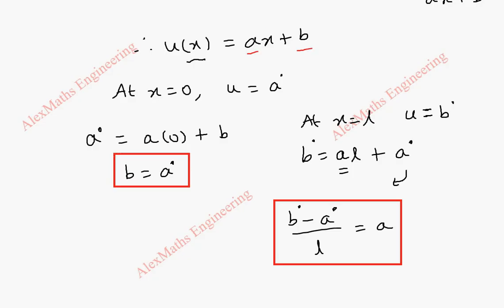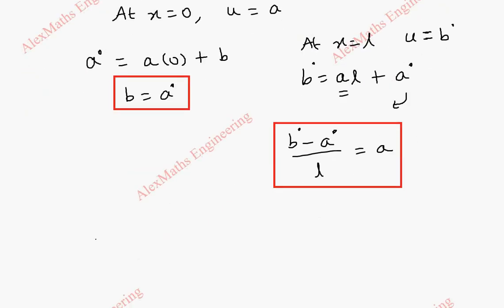So U of X is AX plus B. A is B degree minus A degree by L, so instead of B degree I use B minus A by L itself, into X plus B, which is A degree. So I got the U of X.